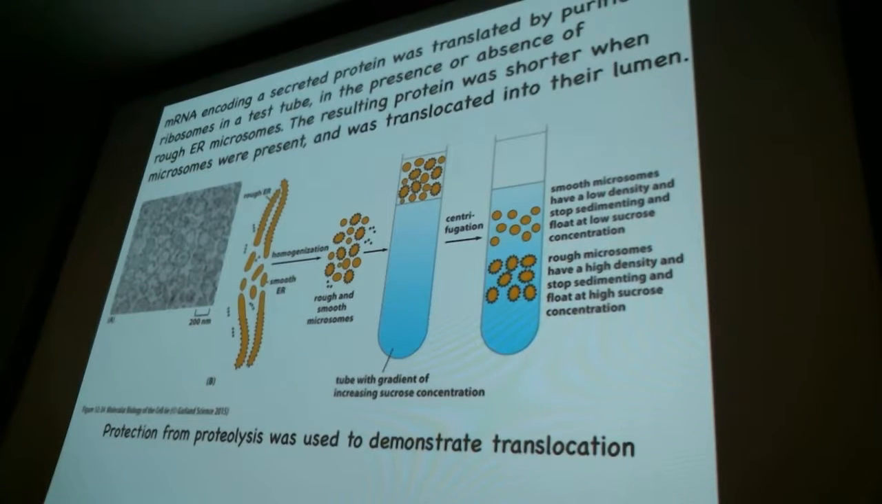Exactly. So the key property here of membranes is that these membranes would be impermeable to a large protease, which is also a protein. So the protease on the outside would degrade all the protein, and they were only interested in what was protected. And they saw that these rough microsomes were capable of promoting the protein to enter the vesicles, while if they used the smooth microsomes, which are the part of the yarn not containing the ribosomes, this didn't happen.